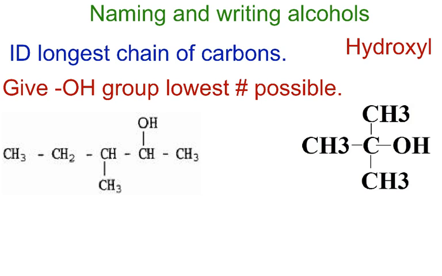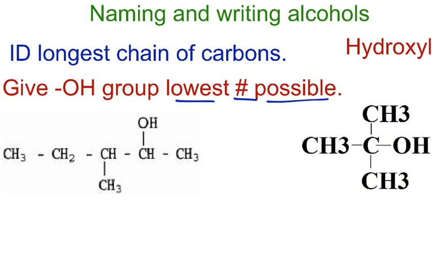Alcohols are neutral. When we're naming alcohols, we want the OH group to be included in the longest chain, okay? And we also want to give it the lowest number possible. So we want the lowest number possible for our OH group.